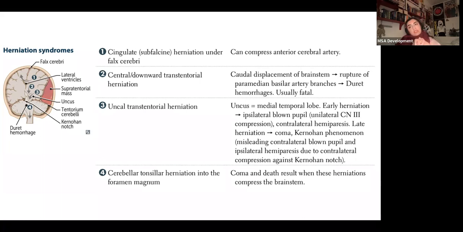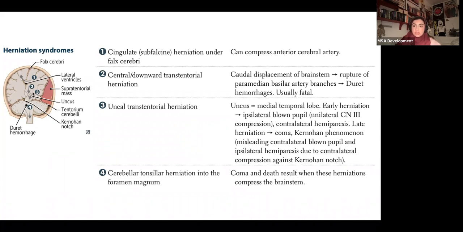So we know that if the anterior cerebral artery is affected, and if the nerves that are more responsible, when we remember the homunculus of the lower limbs and the genitalia, we can go ahead and say that there can be lower limb problems or weakness, okay? Number 2 is central or downward transtentorial herniation. This can cause displacement of the brainstem eventually, and therefore it can be fatal.